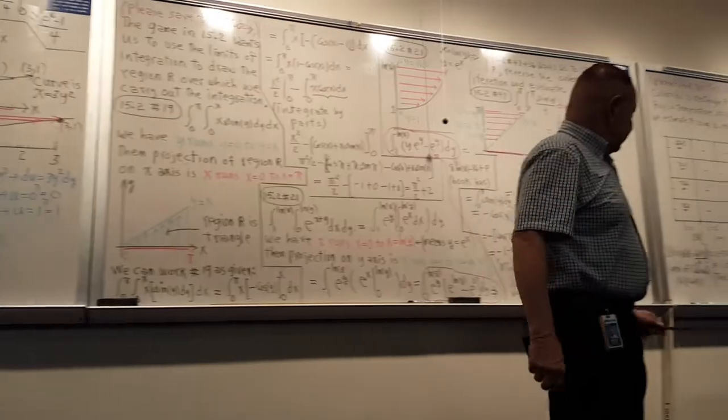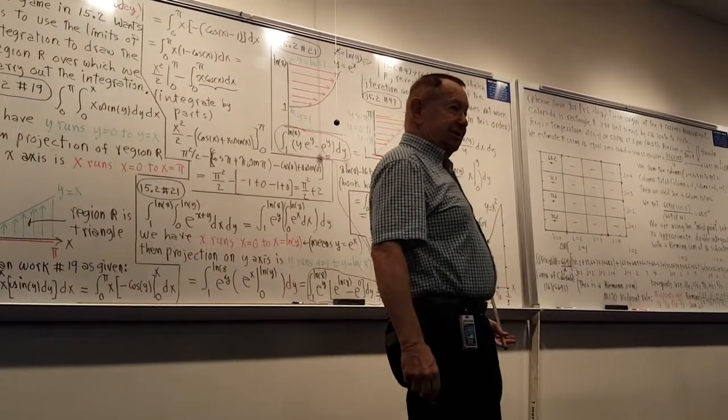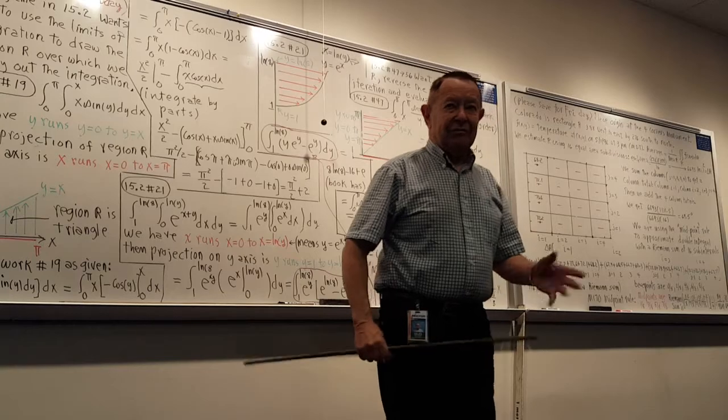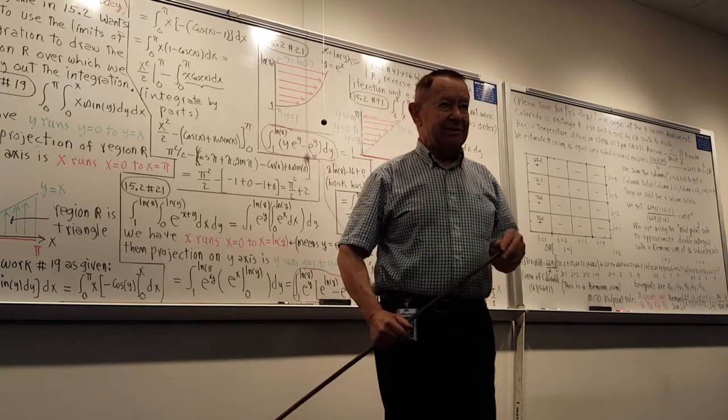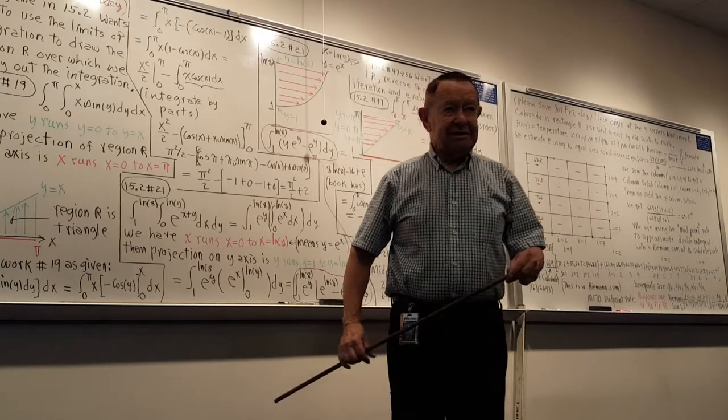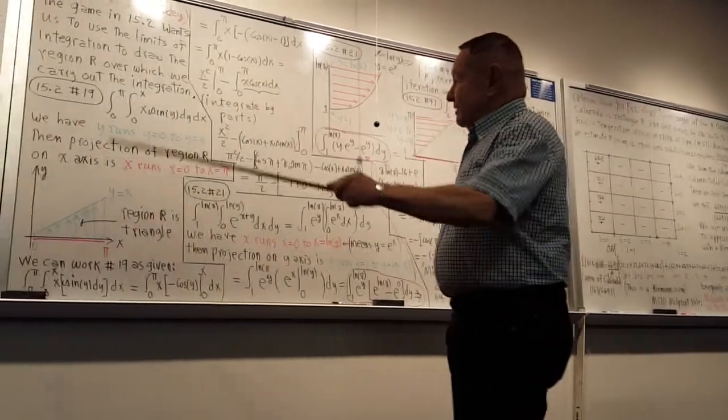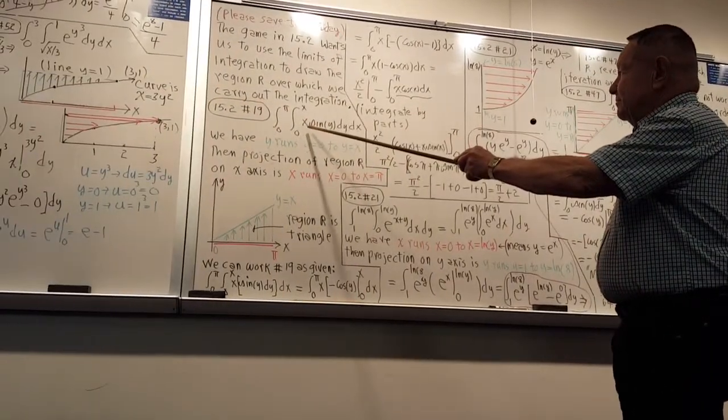You could always do something like this, you see. If you really cared, you'd probably use Simpson's rule. So anyway, let's start with 19.